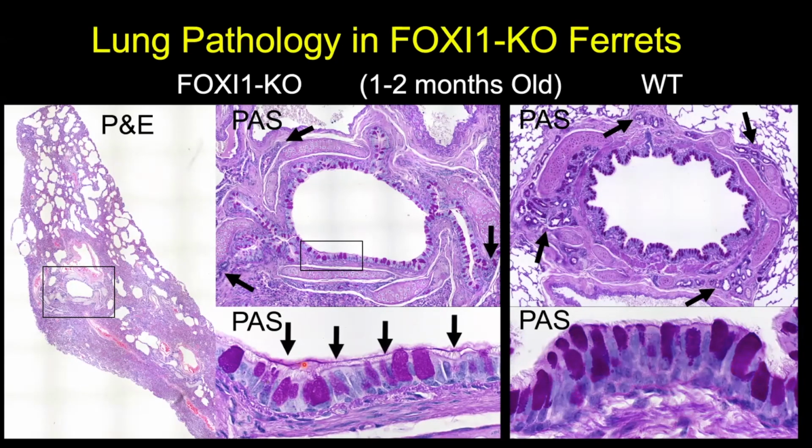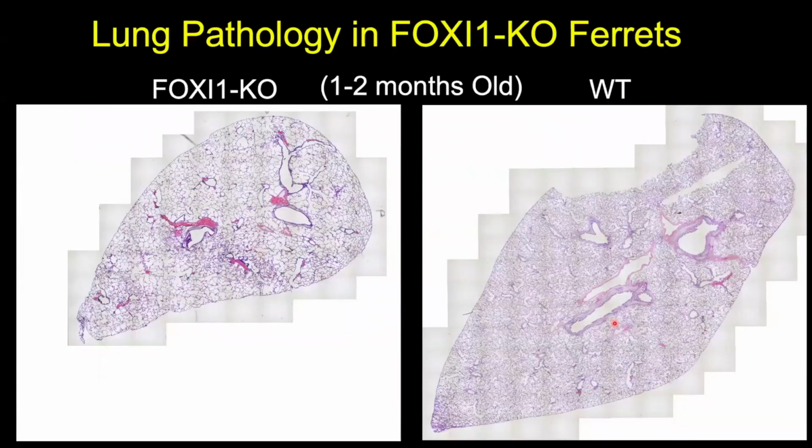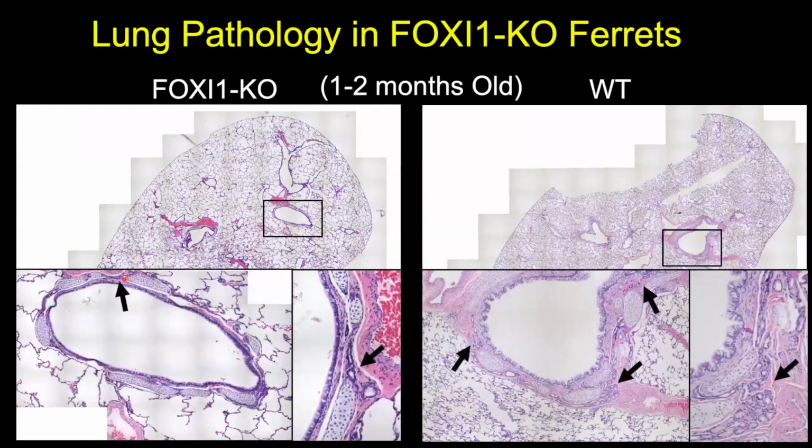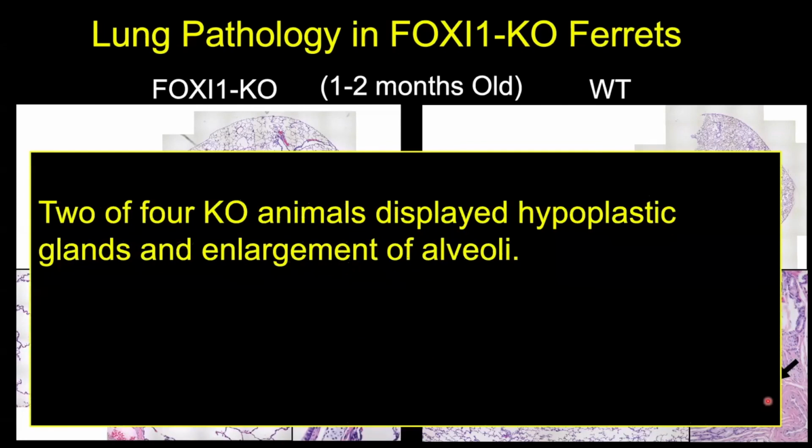Furthermore, mucin strands were attaching to the surface of the proximal airways in FOXI1 knockout animals that were absent in wild types. Another interesting feature of pathology included enlargement of alveoli in an emphysema-like fashion. Again, one sees hypoplasia in this particular animal of the submucosal glands and potentially even of the bronchial epithelium as compared to the wild type animal here. Two of four knockout animals displayed this hypoplastic gland and enlargement of alveoli.